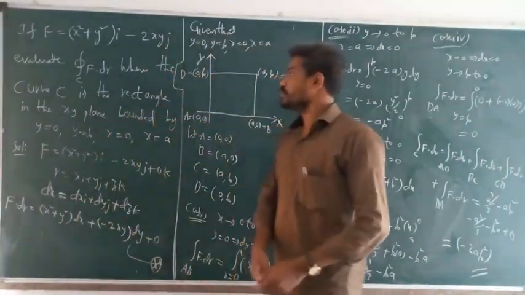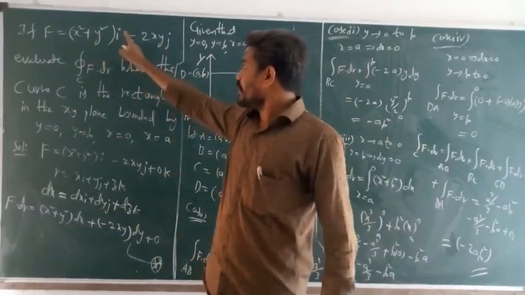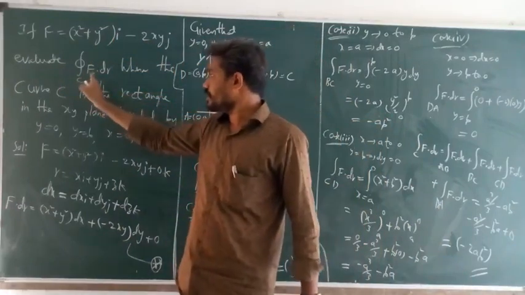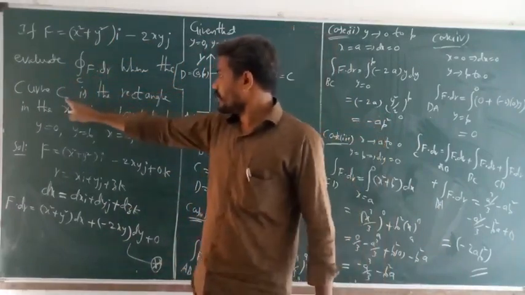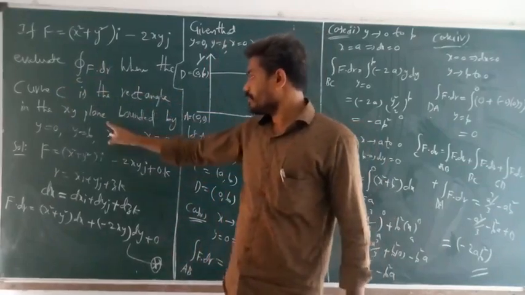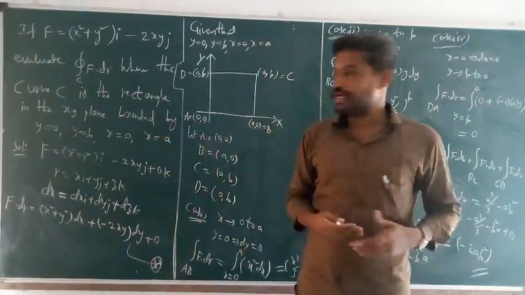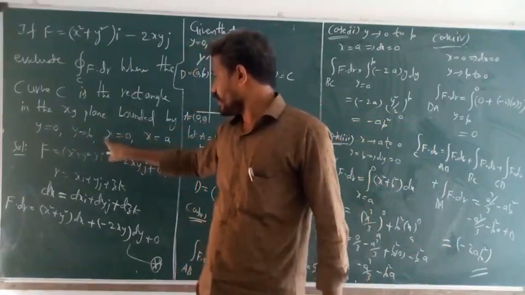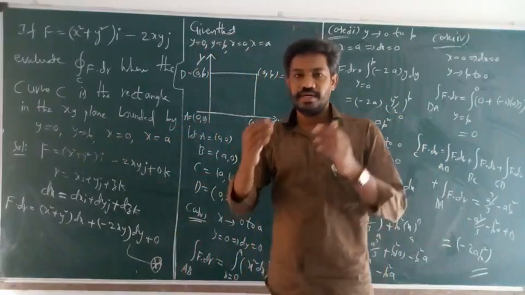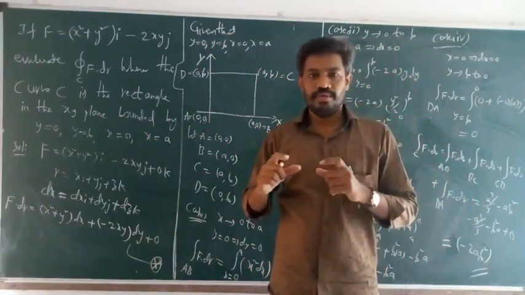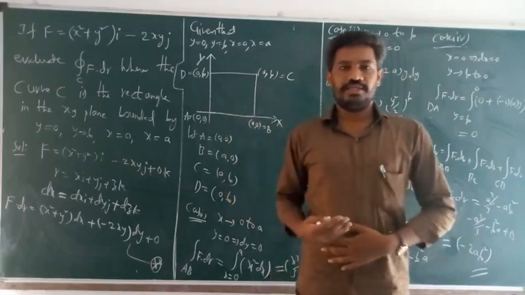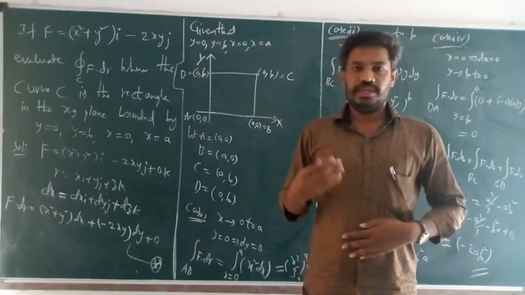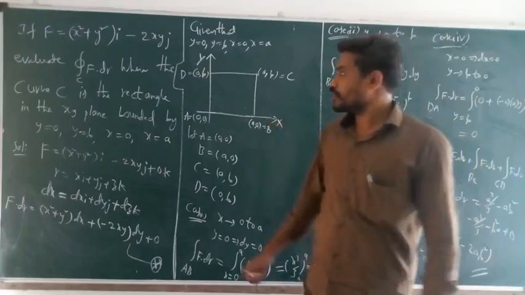Today's question: F is equal to (x² + y²) i minus 2xy j, with no k term. Evaluate the integral of F·dr, where the curve is the rectangle in the xy plane, bounded by the conditions y = 0, y = b, x = 0, x = a. First we draw a rectangle diagram with respect to the x-axis and y-axis. The diagram is very important because taking the limits depends on it. Okay, this is what is given.